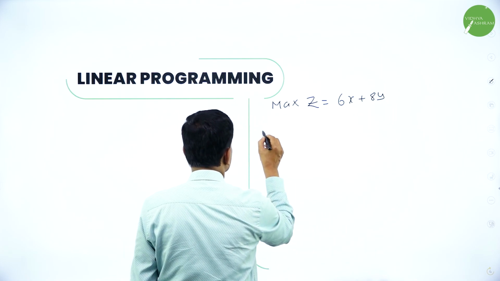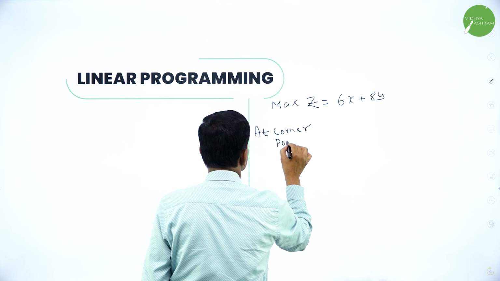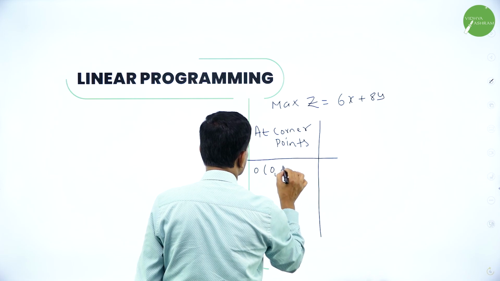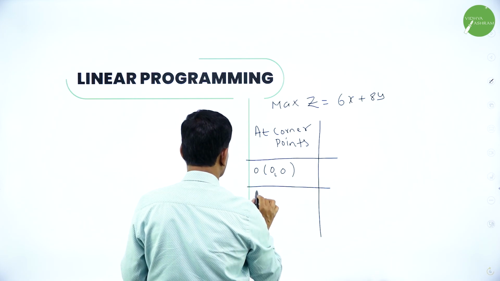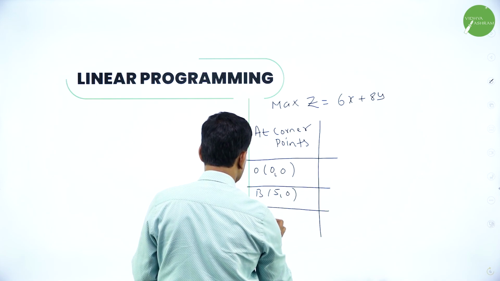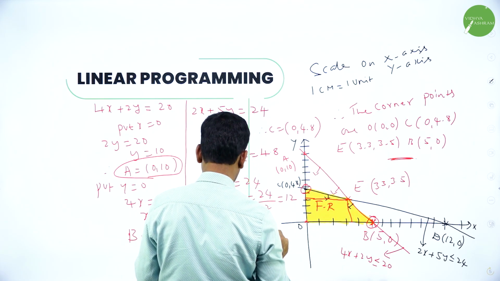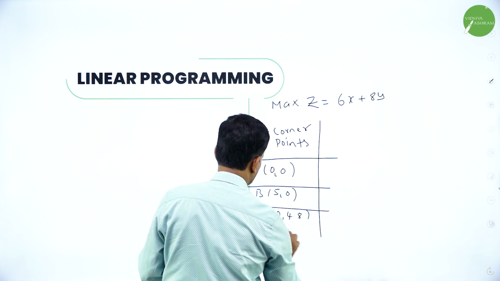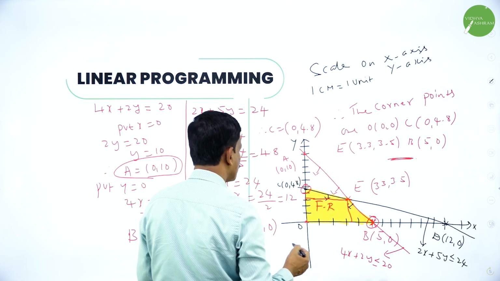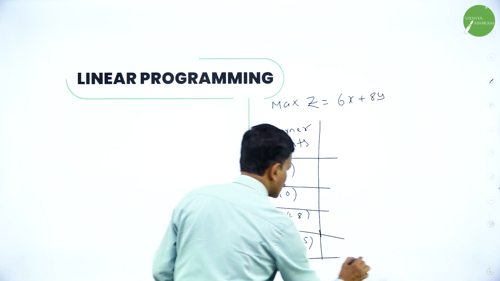Now, what are the corner points? At the corner points, O (0, 0), then B (5, 0), then C (0, 4.8), and E. What is E? (3.3, 3.5). So these are the corner points.